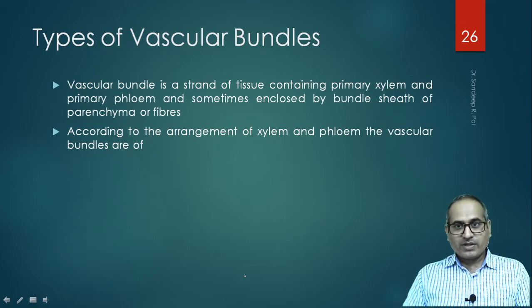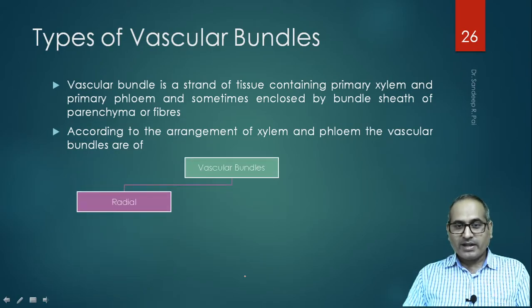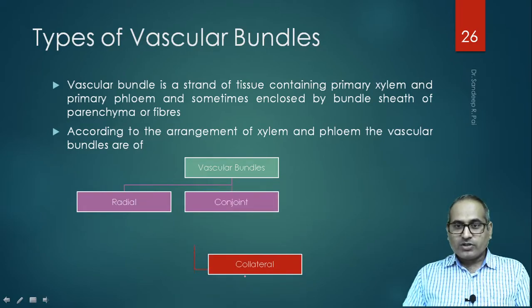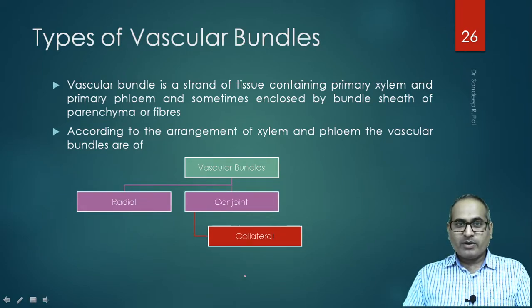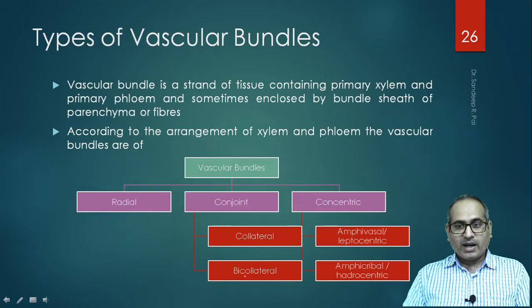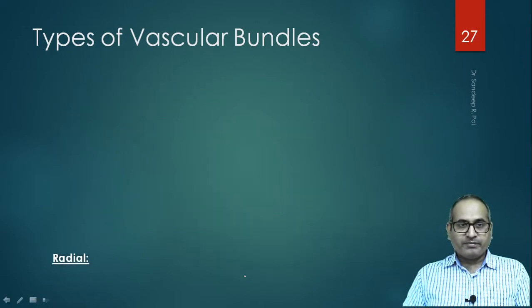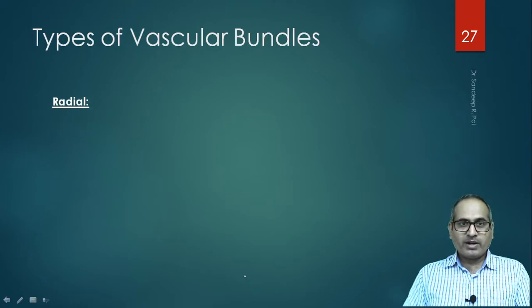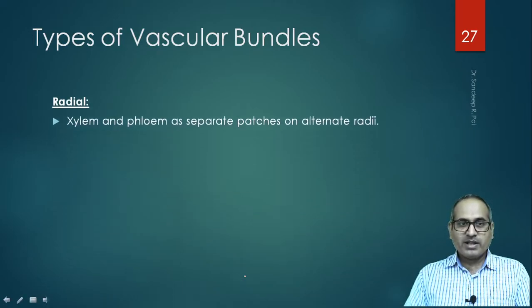According to the arrangement of xylem and phloem, the vascular bundles are of following types. So vascular bundles can be seen as radial, as conjoint. Into conjoint there may be collateral or bicollateral, and the third type would be concentric. Into concentric it may be amphivasal or leptocentric, and amphicribal, which is hadrocentric. Let us go one by one in case of types of vascular bundles.